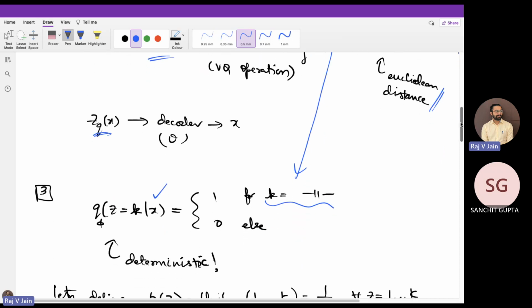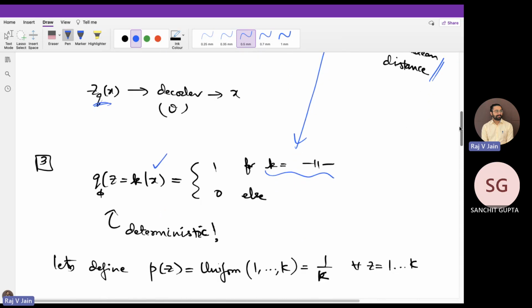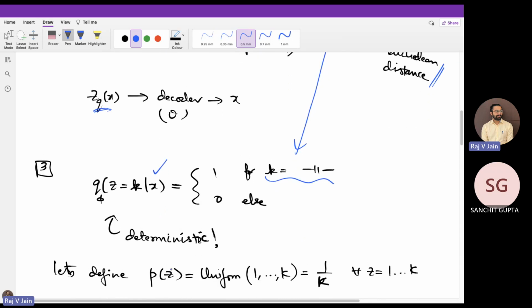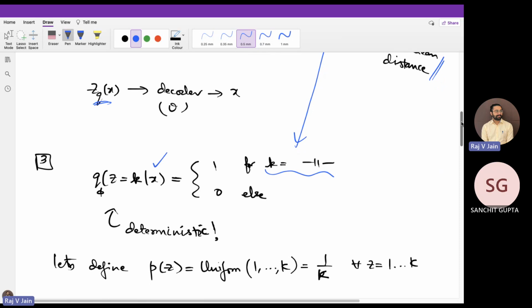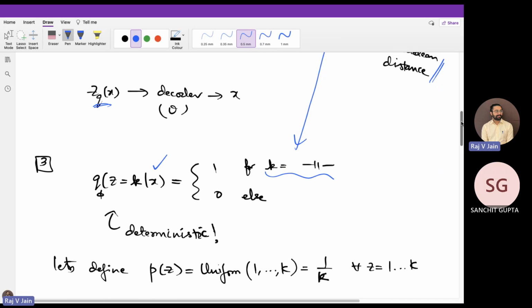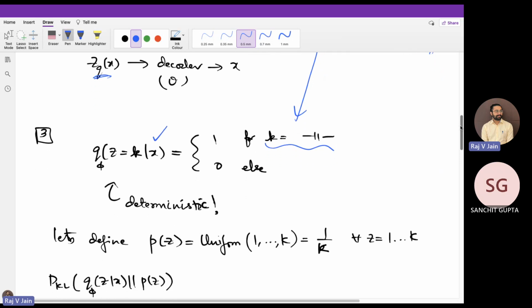It's completely deterministic. So then what they do is, let's say you define a uniform prior over all k, equal to 1 by k. Now you have made it not deterministic, actually flexible. So now, what happens is the D_KL term. Previously, the D_KL term became computable because we assumed p of z to be Gaussian and q_phi to be Gaussian, and therefore we had a closed form, all of that.